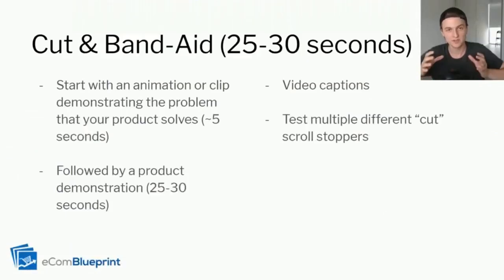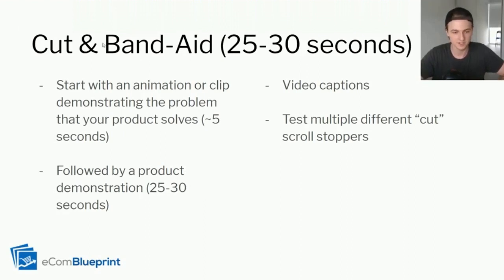All right, so moving on from the basic product demo ad, another one of the winning ad formulas that I often use is the cut and band-aid formula. So this is, again, 25 to 30 seconds. What you want to do with the cut and band-aid formula is cut them by reminding them of the problem that you think they have. Like if you're selling a posture corrector, you cut them by reminding them of poor posture, slouching. That is the cut. And then the band-aid is your product demo where you're offering the solution.